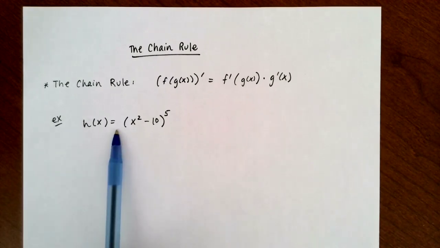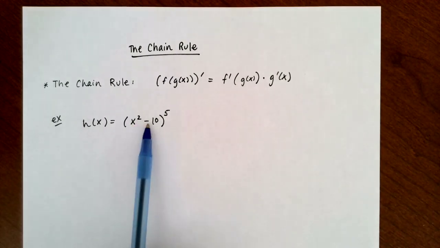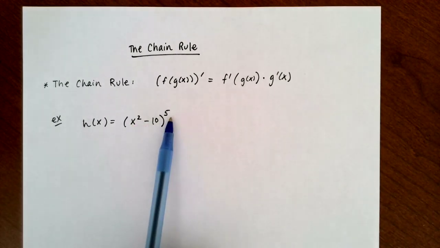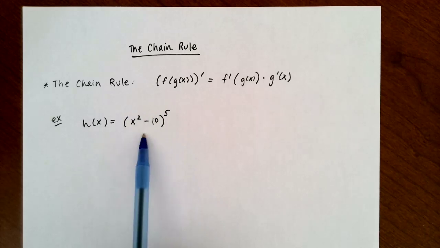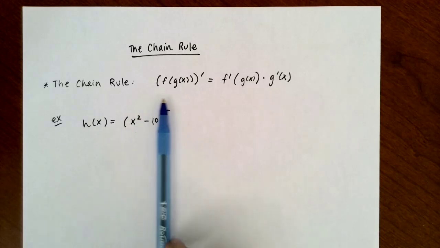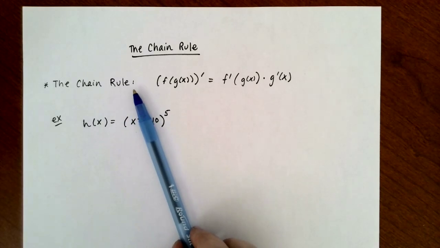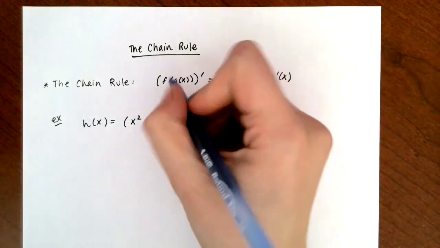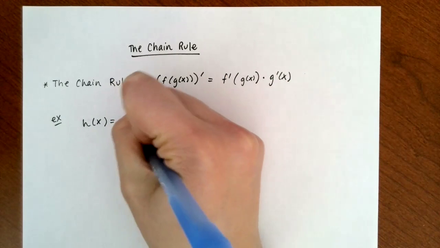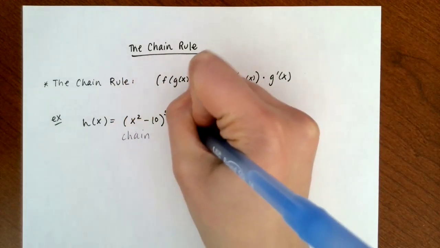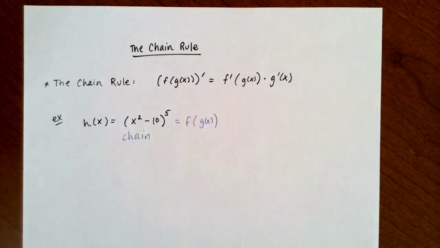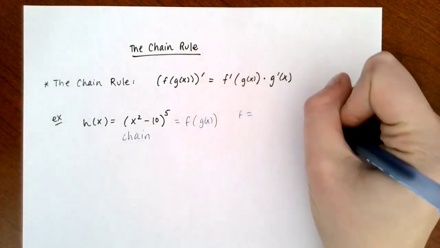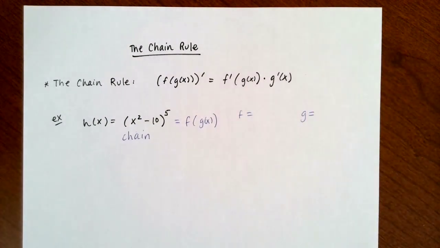All right, so this function h of x here, we have x squared minus 10 to the fifth power. I want to see this: it's not multiplication, it's not division. This is composition, right? Where I have some stuff in the middle here raised to the fifth power. So I'm going to write chain rule to remind myself I'm deciding to do the chain rule. I want to see this as f of g of x, and I want to decide what the f and g are.